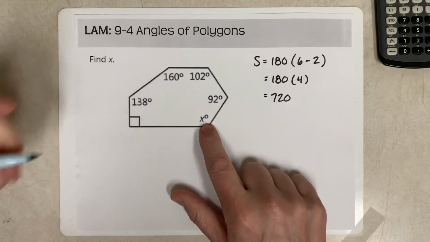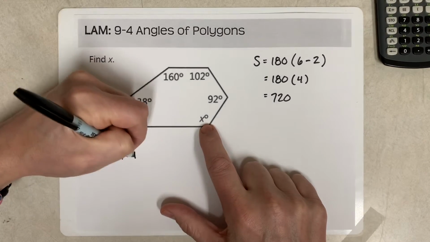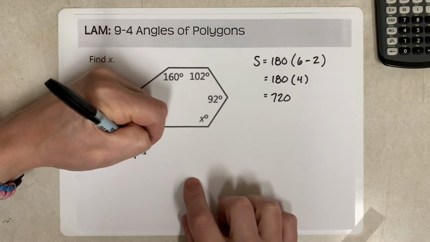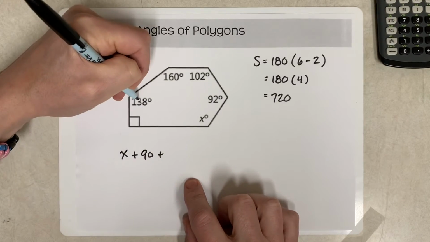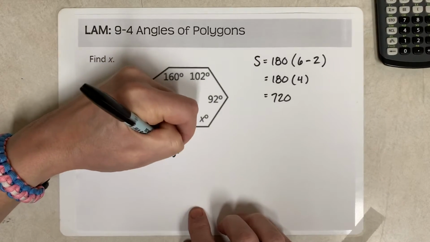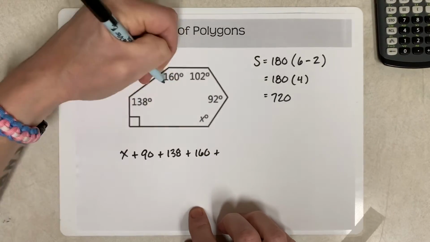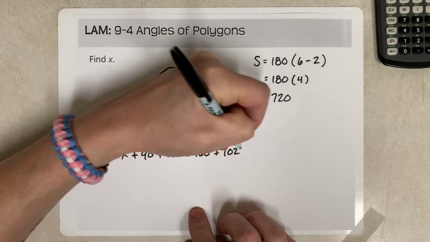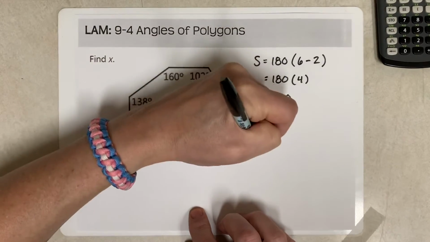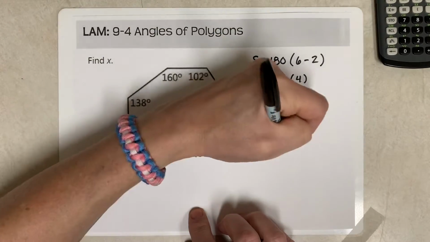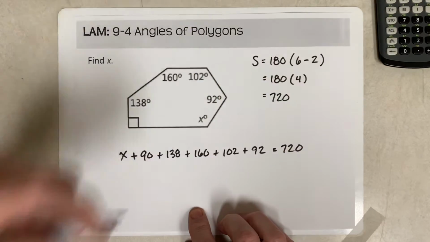So let's just start with the x. So x plus, that one's 90 because of the notch, 138, 160, 102, and 92. All those together have to equal 720.